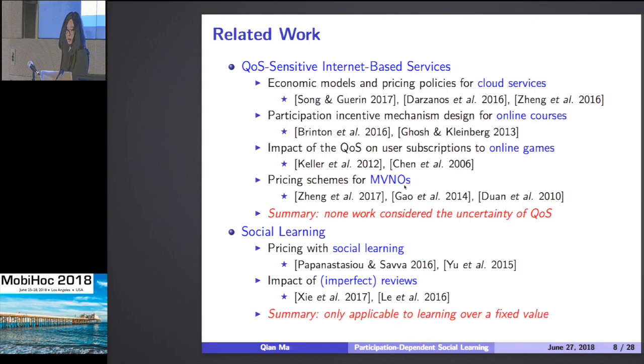Related work for this project covers two areas. The first one is QoS-sensitive internet-based services, including cloud services, online courses, online games, and MVNOs. But the existing literature does not consider the uncertainty of QoS. The second area is social learning, including pricing with social learning, and the impact of perfect or imperfect reviews. However, the above works are only applicable to learning over a fixed value.